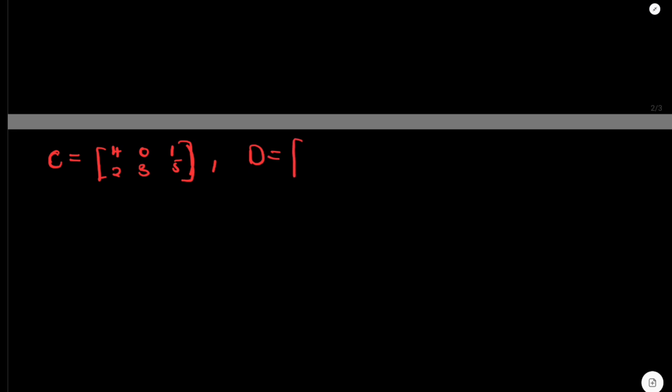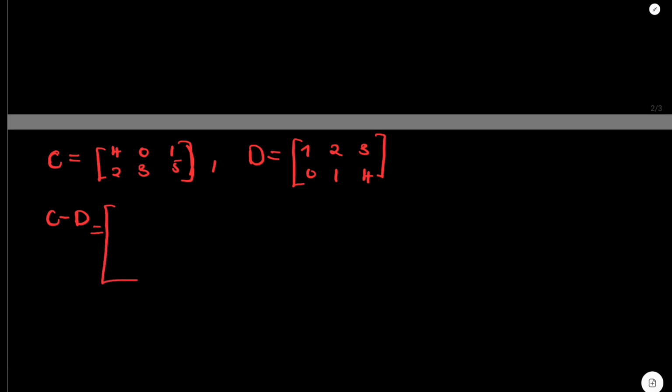So that is simply it. Okay, let's take another example. Let's say we have C: 4, 2, 0, 3, 1, 5, and we have D: 1, 2, 3, 0, 1, 4. Let us subtract C minus D.